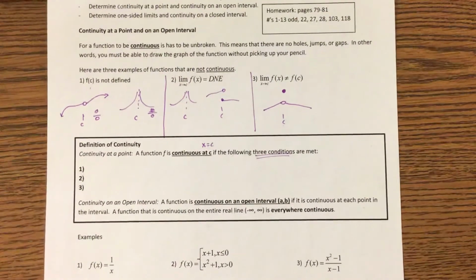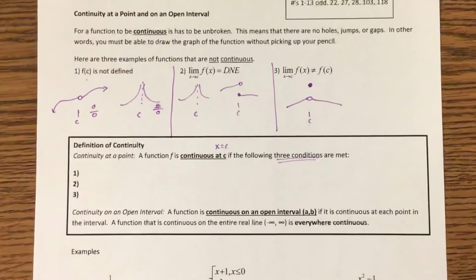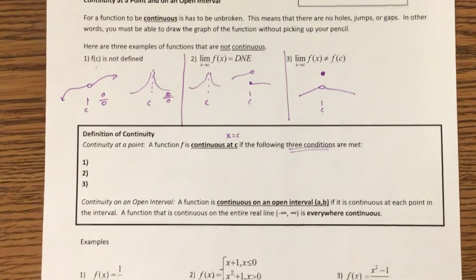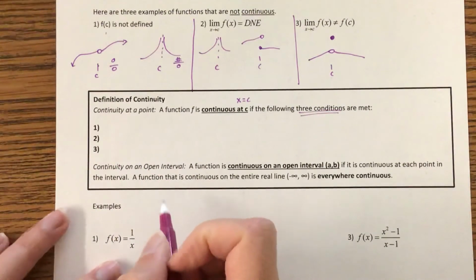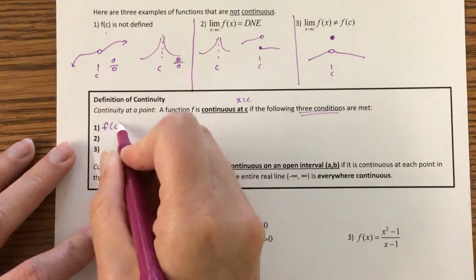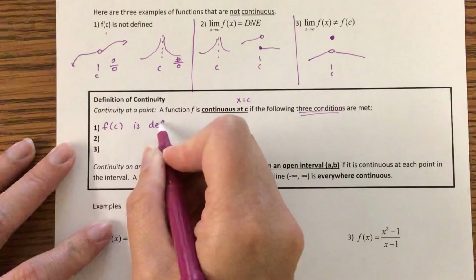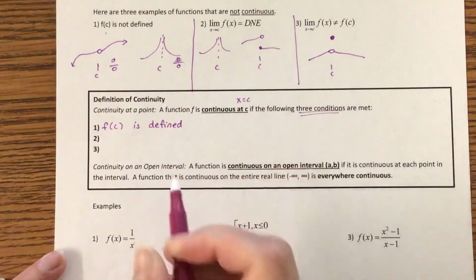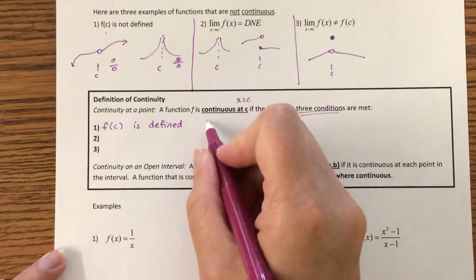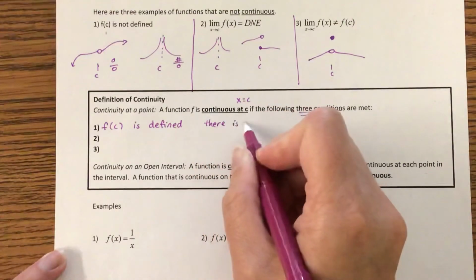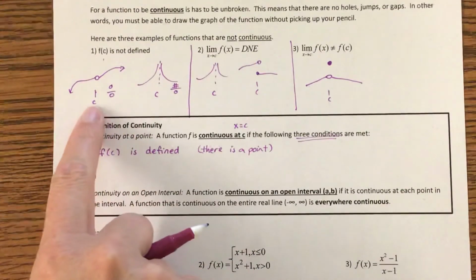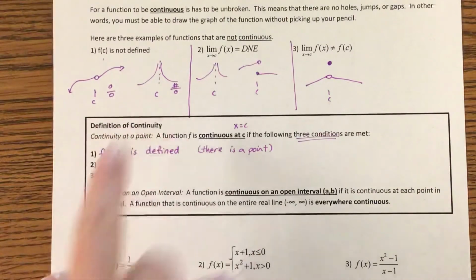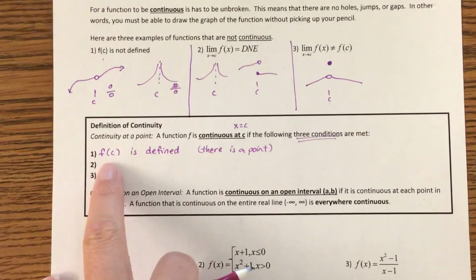So when I talk about the definition of continuity, like use the definition of continuity to prove that your function is continuous, we are going to have to go through these 3 steps and you have to go through them in order. So the first thing you have to look for is f of c is defined. Okay, so there actually is a point. Okay, we had that issue here and here where there was a hole or a vertical asymptote, which would make f of c undefined.